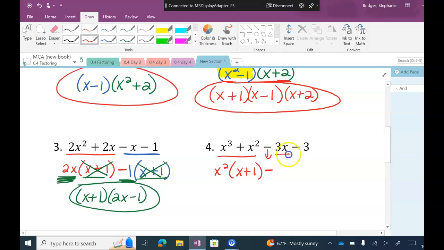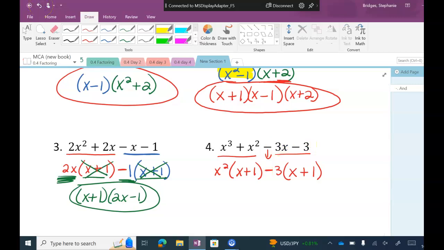What is it that the second two have in common? Okay, so we're dividing each by a negative 3. So negative 3x divided by negative 3 becomes a positive x. And then negative 3 divided by negative 3 becomes a positive 1. So basically, when this middle sign right here is negative, you're going to change the sign of both of those in your parenthesis. Okay, that's kind of how that's working.